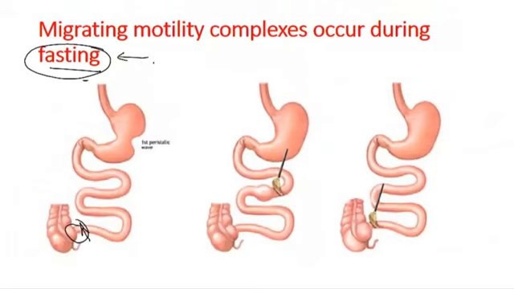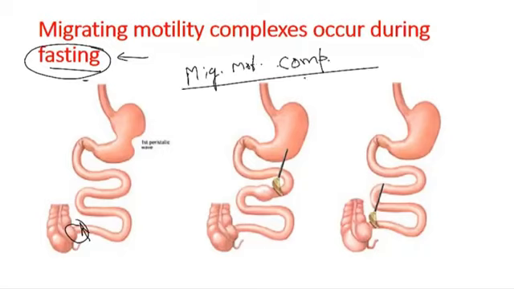The frequency of this migrating motility complex is once every 90 minutes, or like 6 to 8 overnight. So once in 90 minutes it starts to push whatever is present, whether it's digested or not digested, and drags it to the end part of the ileum. Then it will enter the large intestine, convert into feces and come out.